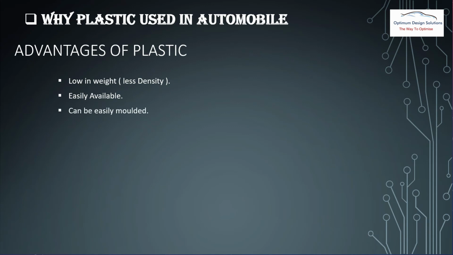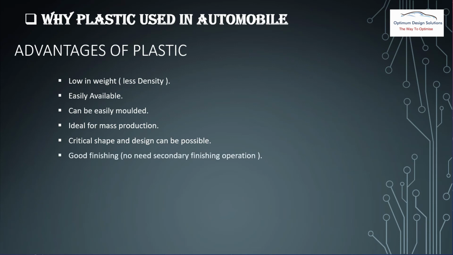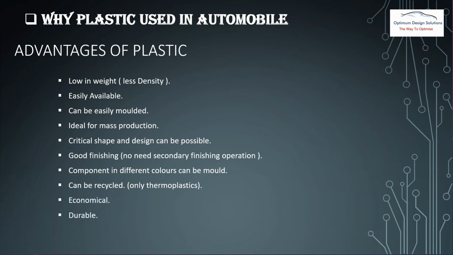Easily available, can be easily molded, ideal for mass production, critical shapes or critical designs. It is easy to mold, easy to produce by using plastic. Good finishing, it means no need of a secondary finishing operation for a particular plastic part. Components in different colors can be molded, can be recyclable, easy to recycle. So only thermoplastic, as we already discussed. Economical, durable. So those are the few advantages of why plastic is used.